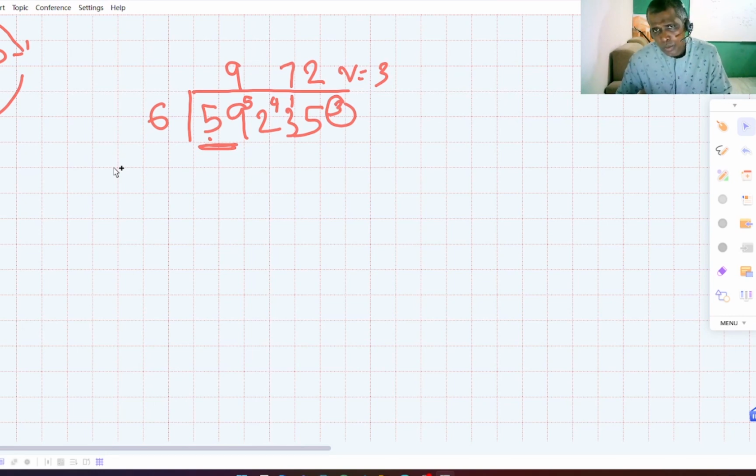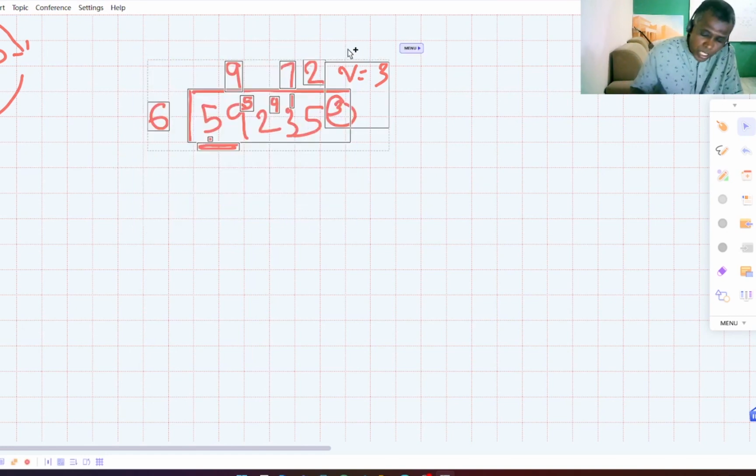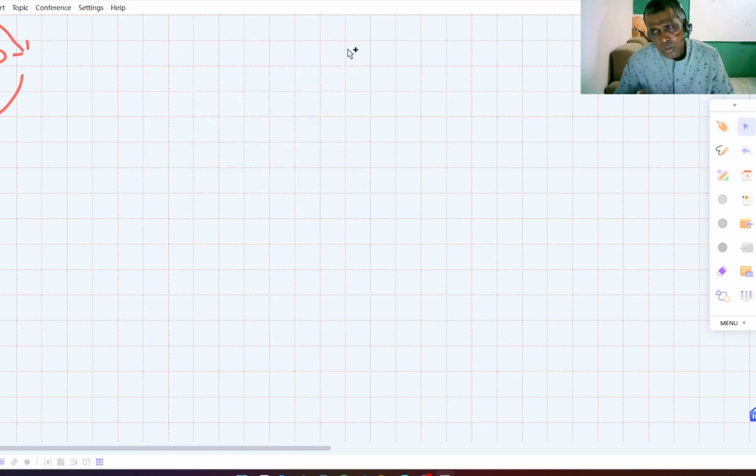Some other method is also there. For example, I will take something that is called removing factors. That's also a very useful method.